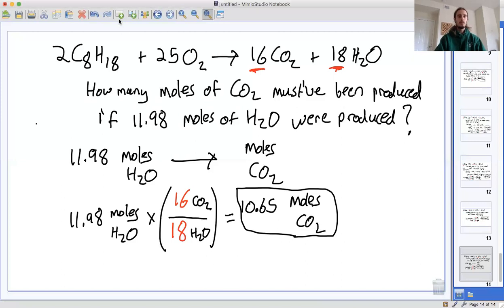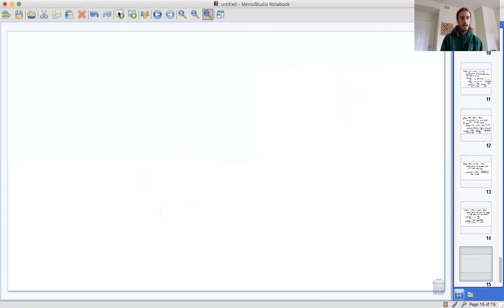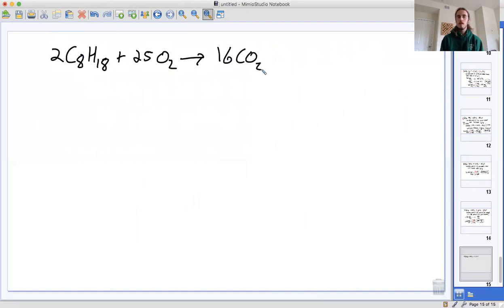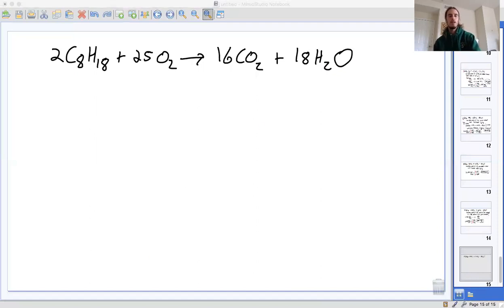All right, last one. We've got octane plus 25. Right, same equation as the last couple examples. Number 11, how many moles of O2 are needed to produce 0.685 moles of water?